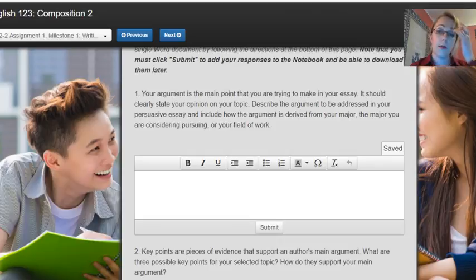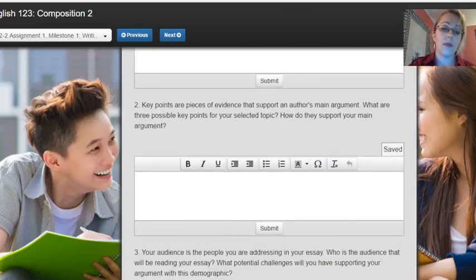And then we want to describe the argument that we're going to be addressing in our persuasive essay and include how that argument is going to be connected to your major or your field of work. Remember that our topic needs to be connected in some way to our career or our major that we're going to school for. Number 2, the key points are the pieces of evidence to support an author's main goal. You guys know this. So what are some 3 possible key points?